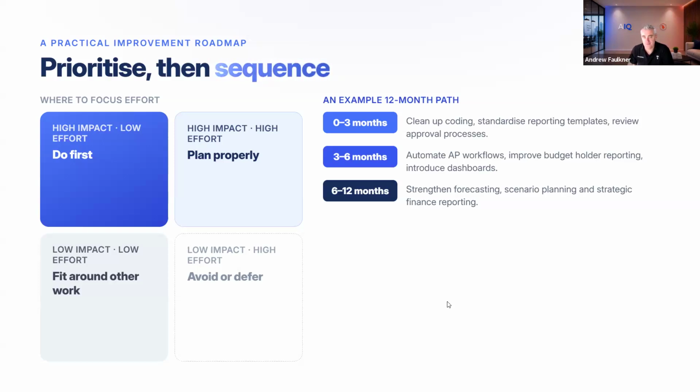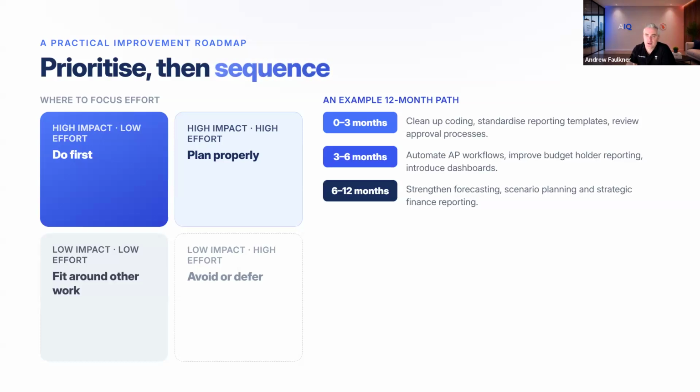High impact, high effort. Obviously, you don't jump into these things quickly. So how do we plan for that over a reasonable time frame so we can get the best from it? Low impact, high effort, they're the ones you want to avoid or defer. So you want to push them right out. And the other one's a very obvious one as well, fit it around other work, low impact, low effort, not strategically important.